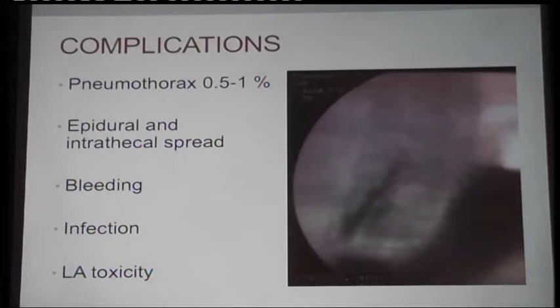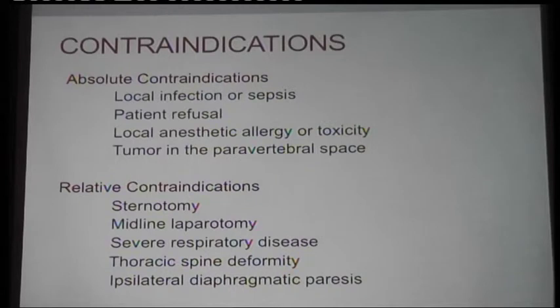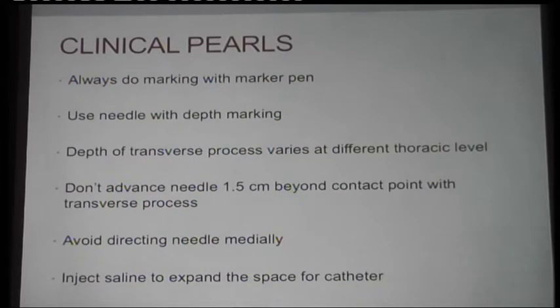There are chances of bleeding, infection, and local anesthetic toxicity. There are some contraindications like local infection, sepsis, patient refusal, local anesthetic allergy, and tumor in the paravertebral space. Some relative contraindications are sternotomy and midline laparotomy, but you can give a bilateral block if you want to give a thoracic paravertebral block in sternotomy and midline laparotomy.